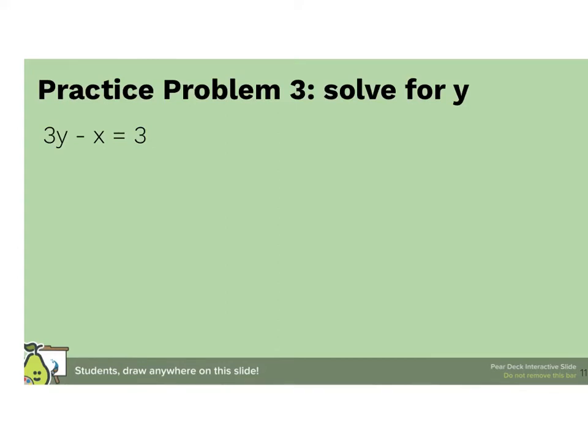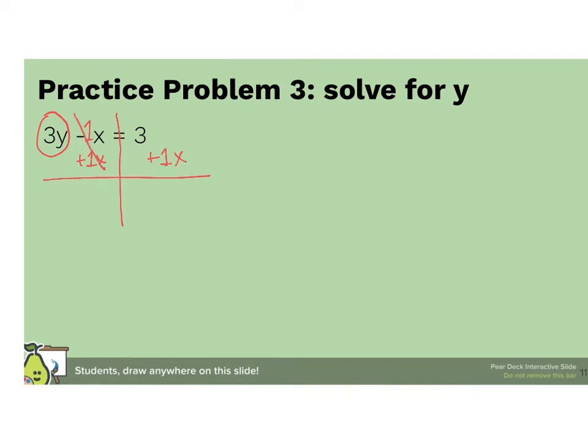Practice problem 3. I'm going to separate. I'm going to circle y and its coefficient. And now I need to get rid of this minus x. I'm going to write in the 1 because I like to see that coefficient. So I'm going to do the opposite of a minus, and I'm going to add an x to both sides.